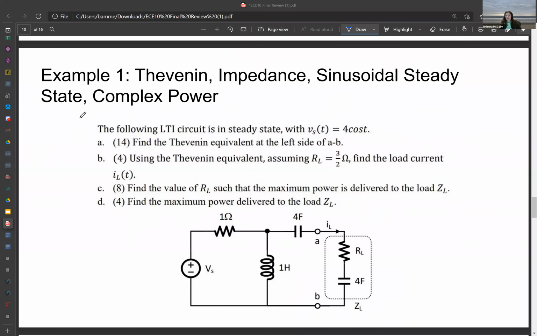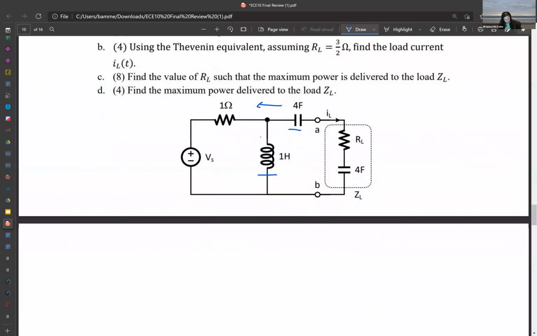All right, so we're going to go through this problem and look at the different steps for the different parts of it. The first part is to find the Thevenin equivalent to the left of AB. You'll notice that you have a capacitor and an inductor, and that means that you're going to be finding the steady state equivalence. We see that our circuit is in steady state, and so it's a linear circuit, and so we can apply the sinusoidal steady state approximations. And so what we do is we start with that.